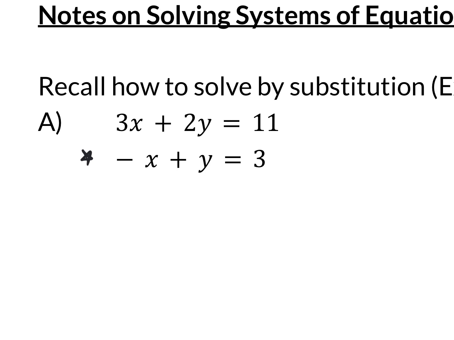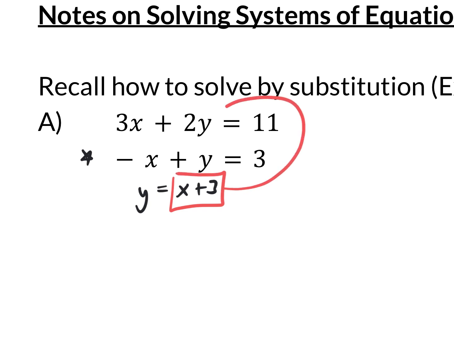Y. Okay, if I solve for y, I get x plus 3, correct? Okay, now that this is x plus 3, this is equal to y. I'm going to take this, and I'm going to substitute this in where I see y in my first equation, okay? So I've got 3x plus 2 times (x plus 3) is equal to 11, okay?